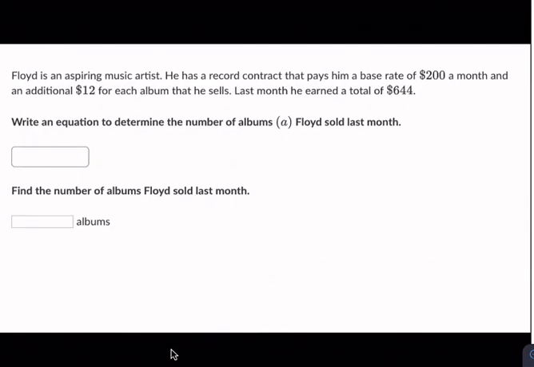All right, last one. Floyd is an aspiring music artist. He has a record contract that pays him a base rate of $200 a month and an additional $12 for each album that he sells. Last month, he earned a total of $644. So we're just looking at 1 month. And it says, write an equation to determine the number of albums, A, that Floyd sold last month.